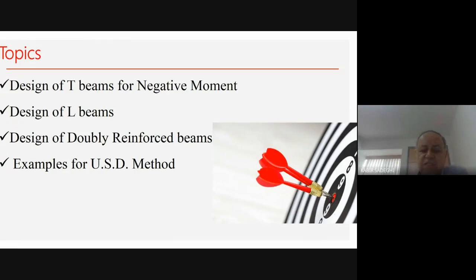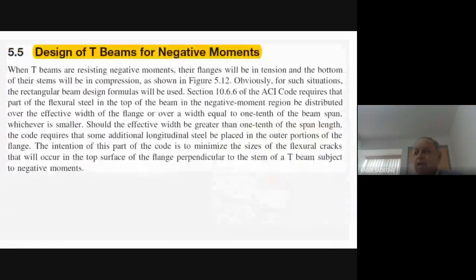And also we see some examples on there. Design of T-beams for negative moments. When T-beams or any beam are resisting negative moments, their flange will be in tension and the bottom of their stems or webs will be in compression, as we see in the next slide in the figure. It's clear that for such a situation, the rectangular beam design formulas will be used when the neutral axis is at the web. Let's see the next slide and I explain on that.